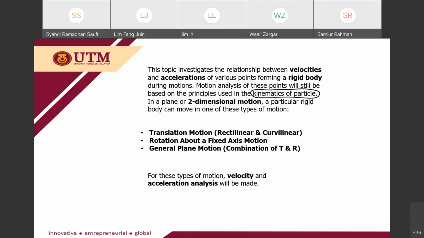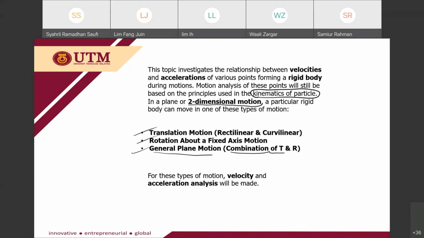For this chapter, we focus on two-dimensional motion, just X and Y. A particular rigid body can move in one of these types of motion. Basically you have three types of motion: translation, rotation, and general plane motion. So what is a general plane motion? General plane motion is a combination of translation and rotation. For this type of motion, velocity and acceleration will be analyzed.